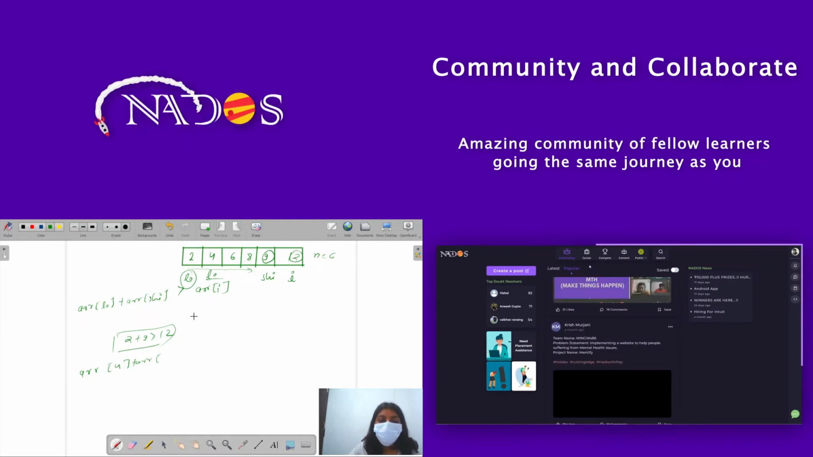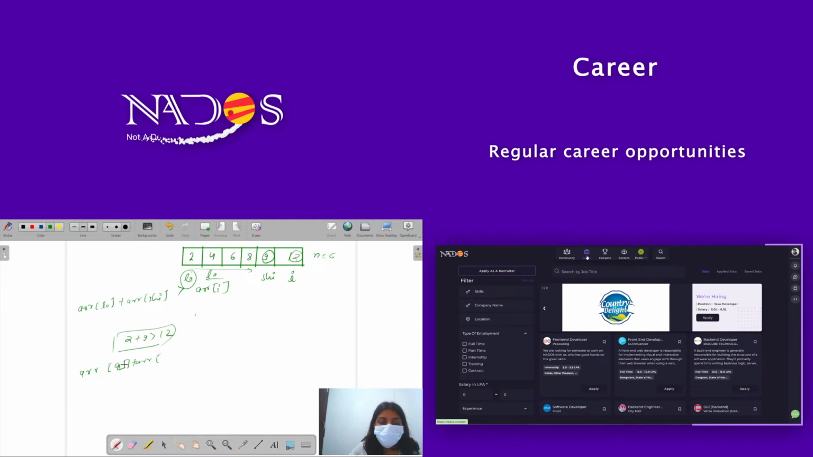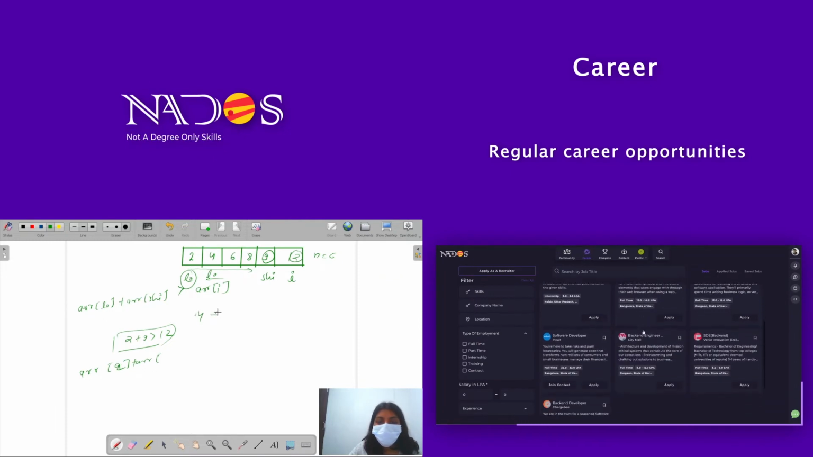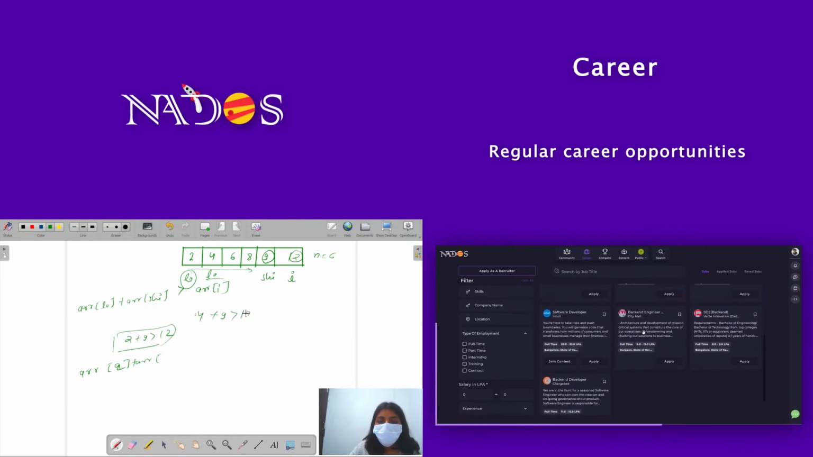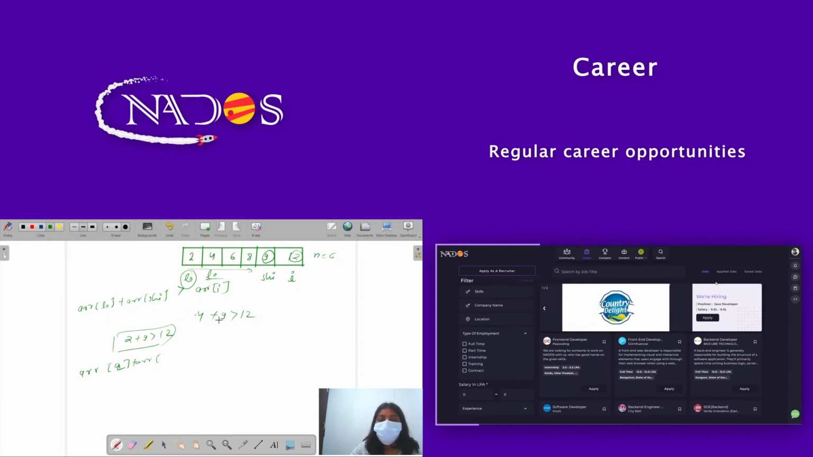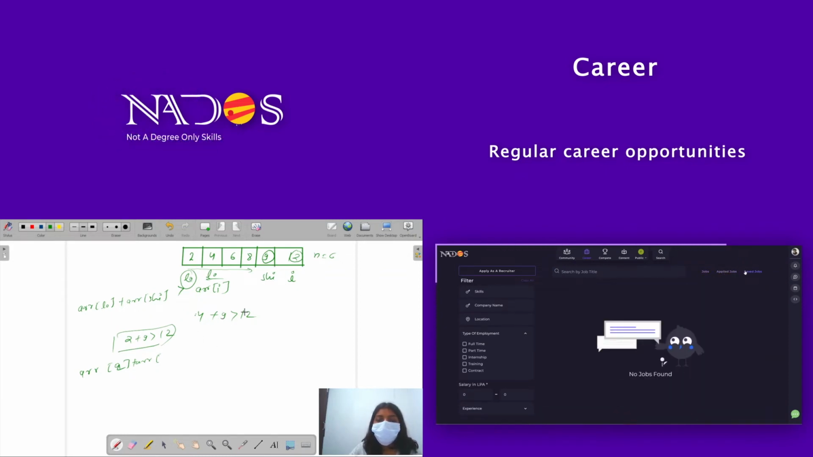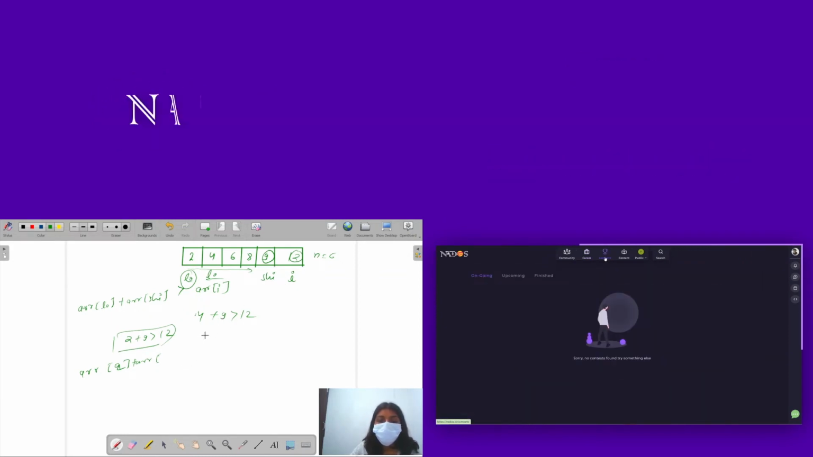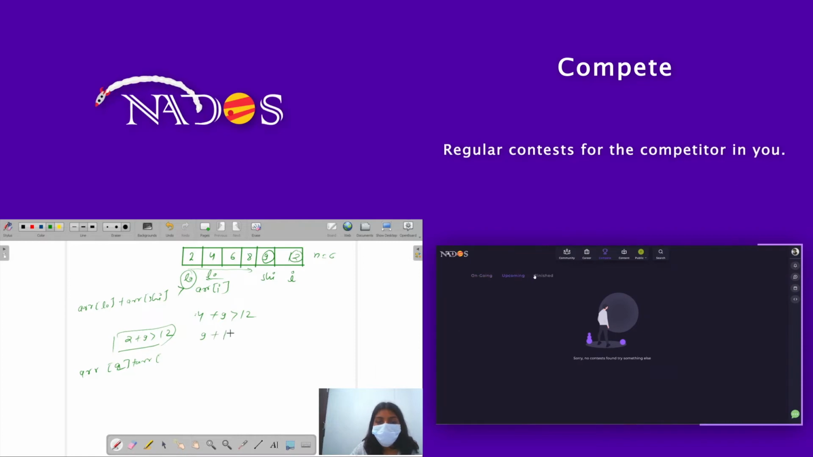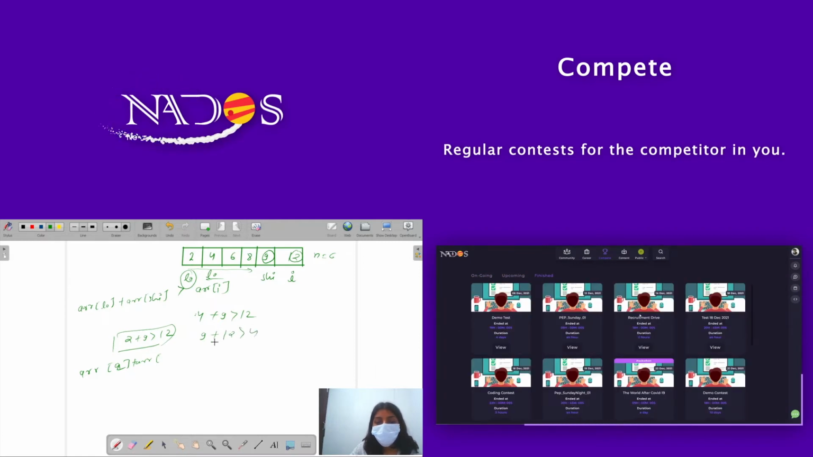Now, arr of 4 is what? Arr of 2 is what? 4. So 4 plus 9, is it greater than 12? Yes, it is greater than 12. Now I check if 9 plus 12 is greater than 4. I don't have to check this condition.